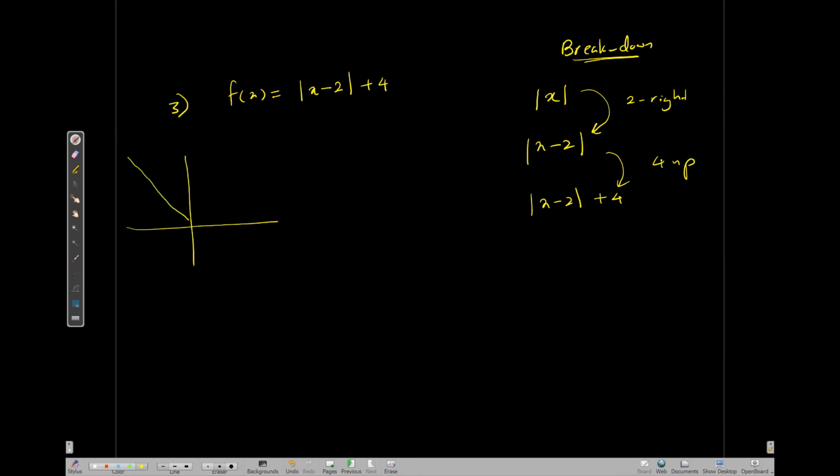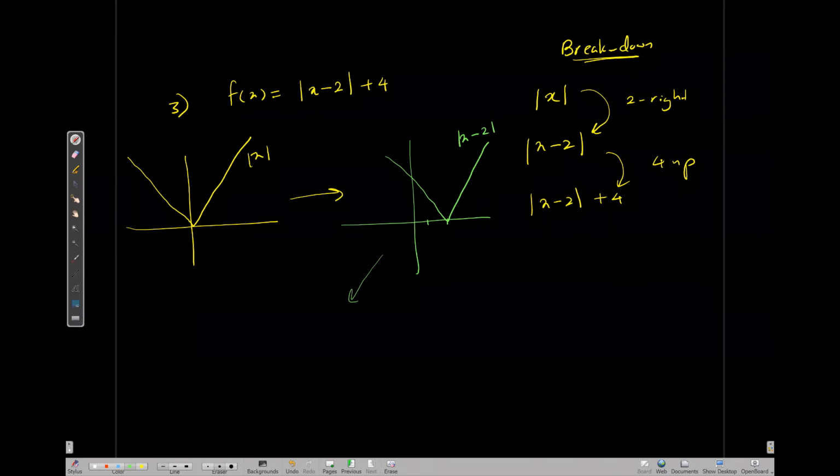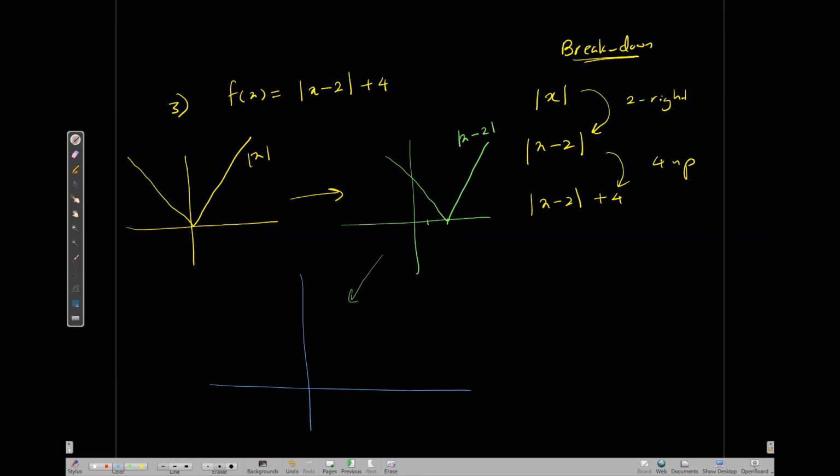So x, it looks like absolute value of x, it looks like this. And then you have, so 1, 2 to the right. This is x minus 2. And then you have finally what you need, 4 up. So 1, 2, 1, 2, 3, 4. It will go right here. So that's our f of x.